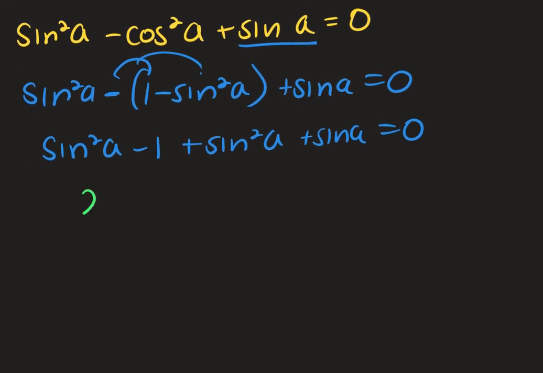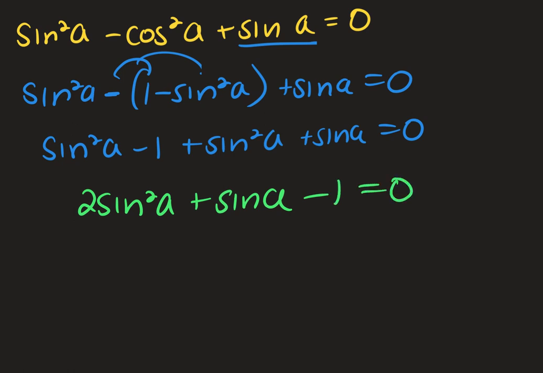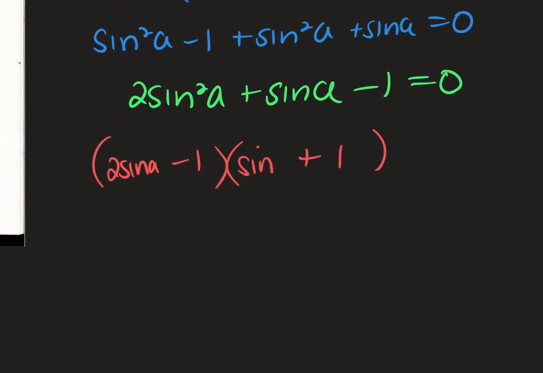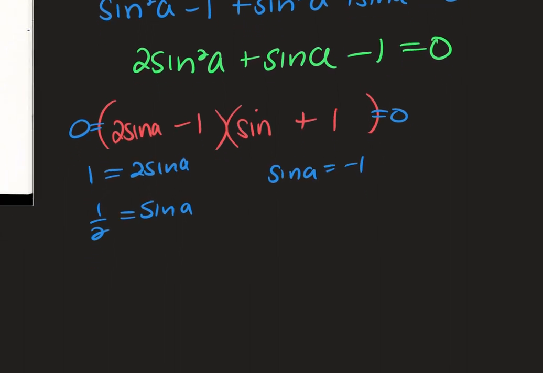Now I can combine my like terms. 2 sine squared a plus sine a minus 1 equals 0. And that can be factored. So 2 sine and sine, positive 1, negative 1, and then split and solve. 2 sine a equals 1, sine a equals 1/2, sine a equals negative 1.